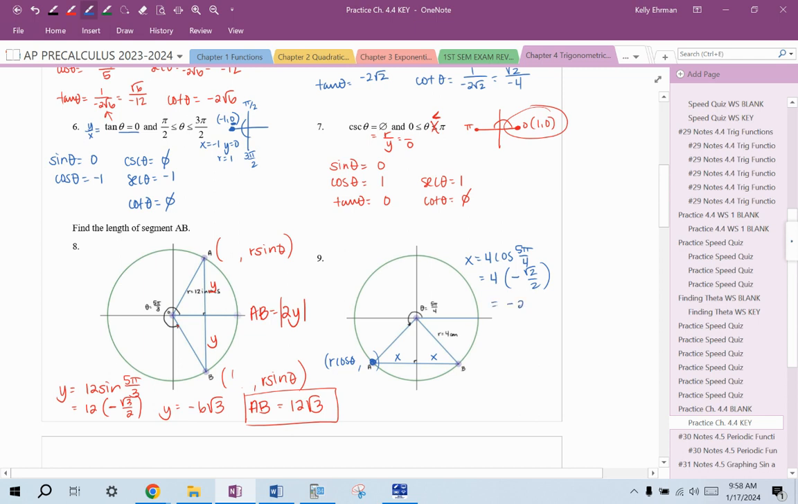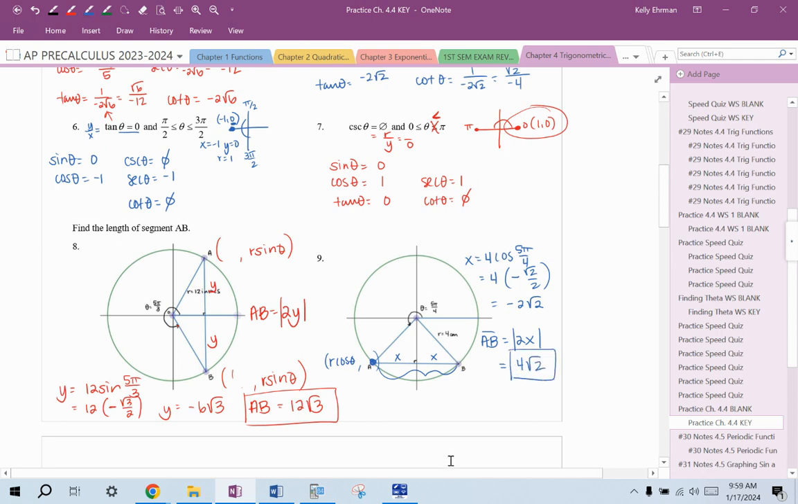So that's negative 2 radical 2. And then the question is, what's the distance between A and B? So AB is equal to 2x, and make it positive because we're just talking about a distance between. So 2 times that is 4 radical 2.